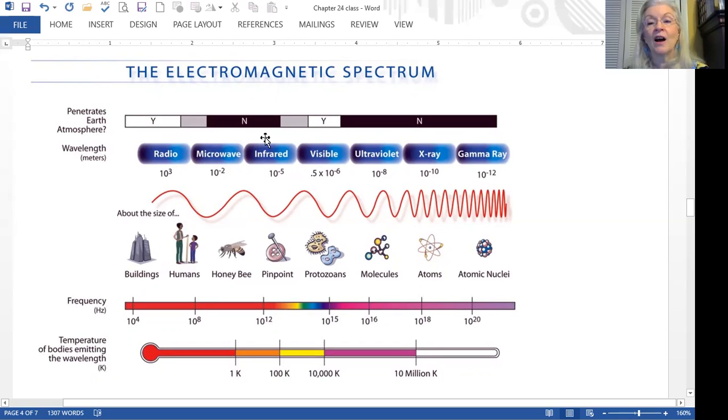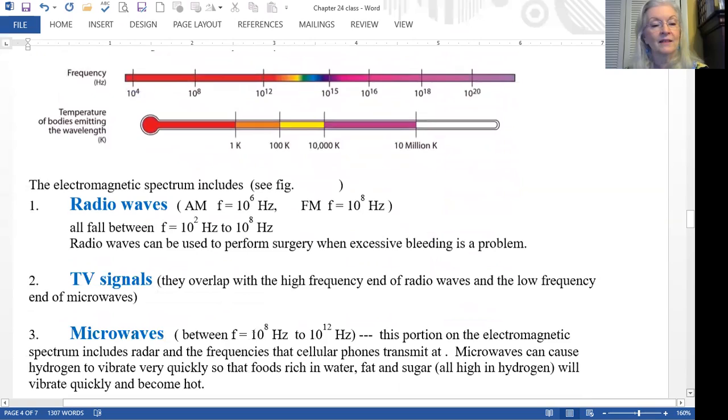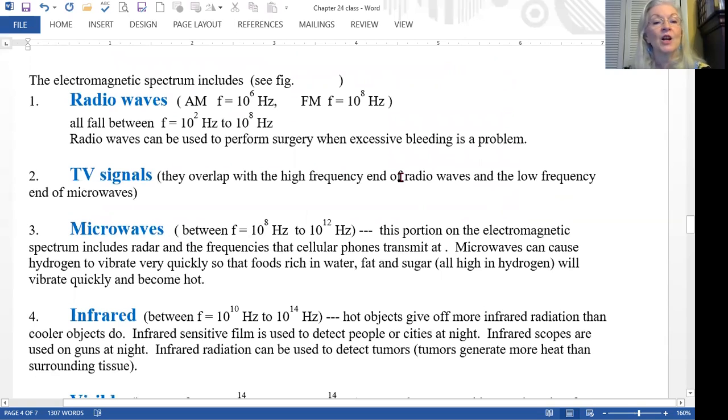Microwaves do not. Visible light does, and so on. All right, let's look at some of these in a little detail. So radio waves, this is like if you turn on the radio in your car and you listen to it.